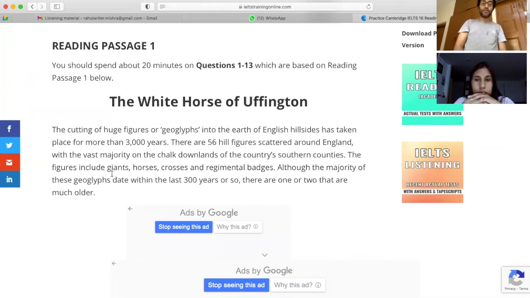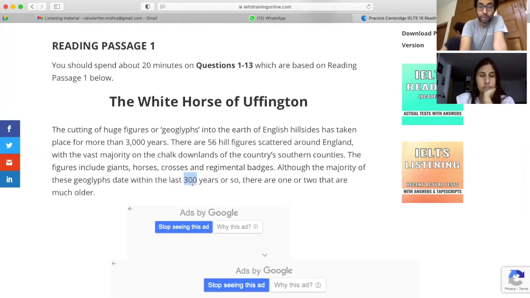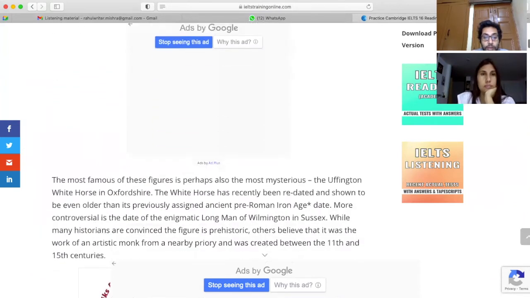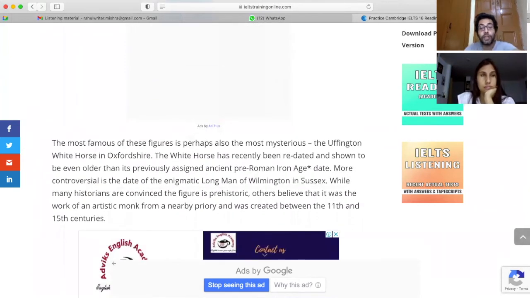So what are the figures? The figures are giants, horses, crosses, badges of different army regiments. The majority of these geoglyphs date within the previous 300 years or so, but there are one or two which are older than that. The most famous of these figures and the most mysterious one, now this is our topic, is the Uffington White Horse in Oxfordshire.